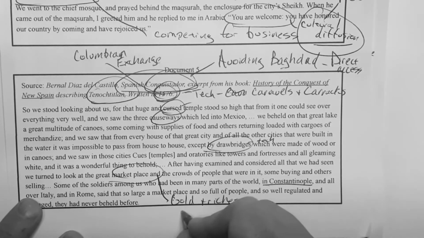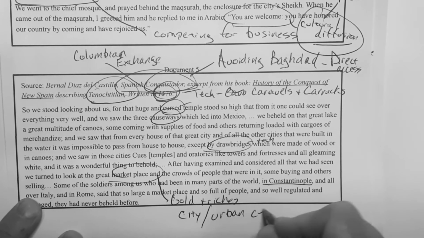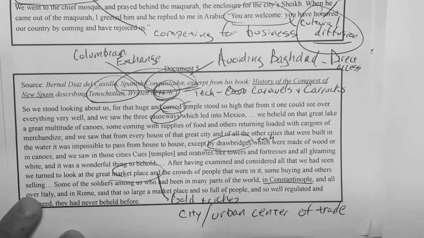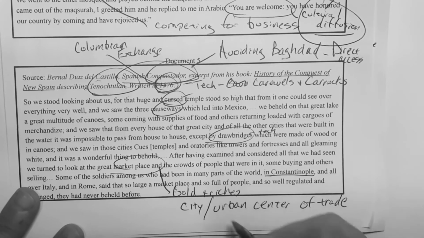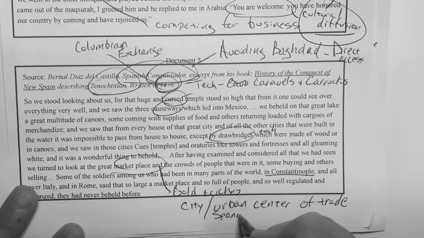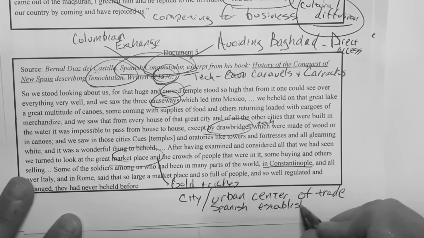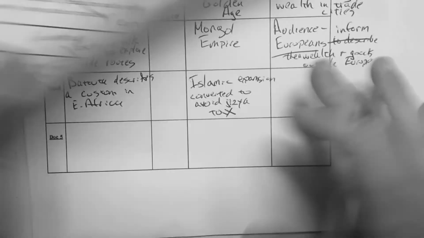So you have another city, or urban center, as the center of trade, which is a theme that was in a couple of these documents. And again, you have all the Spanish stuff going on. The Spanish, of course, establishing their colonial empire in the Americas. All right, so that's the documents. So we got to get through those documents fast.